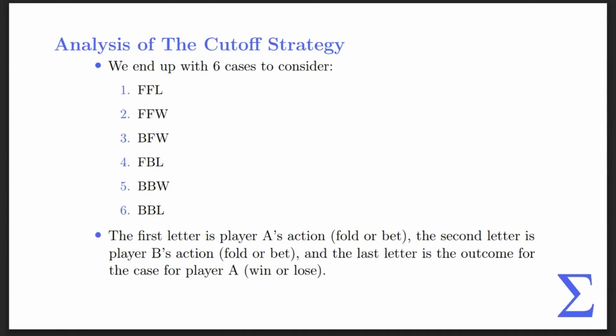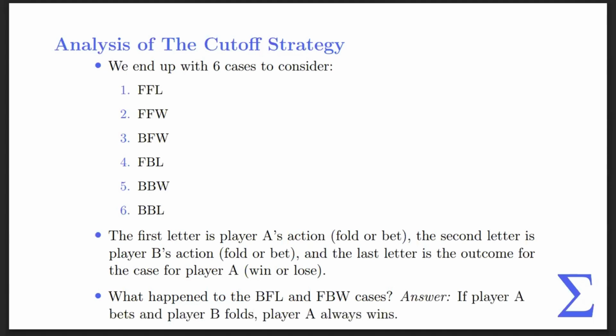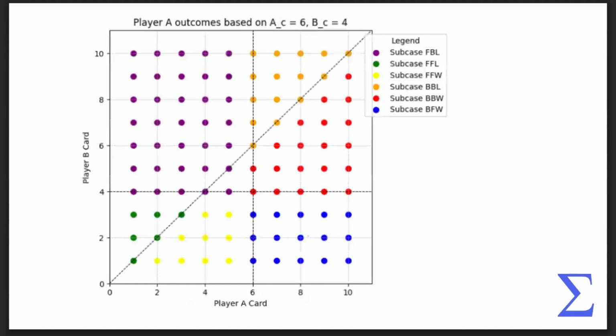So you'll notice that we only have 6 of the 8 possibilities here. So what happened to the BFL and FBW cases? Why aren't they possible? Yeah, exactly. If player A bets and player B folds, player A always wins. So it's not possible to have an L. And similarly for FBW.